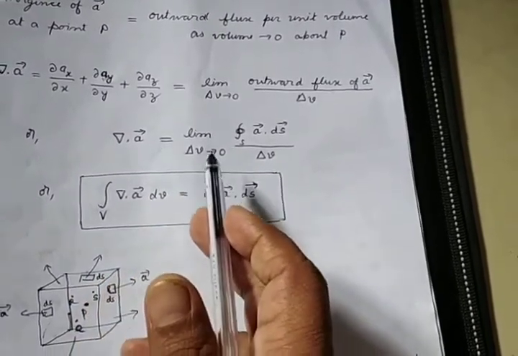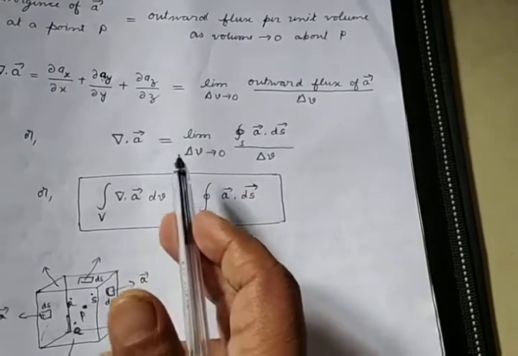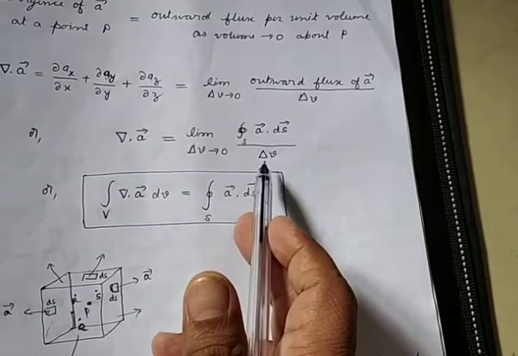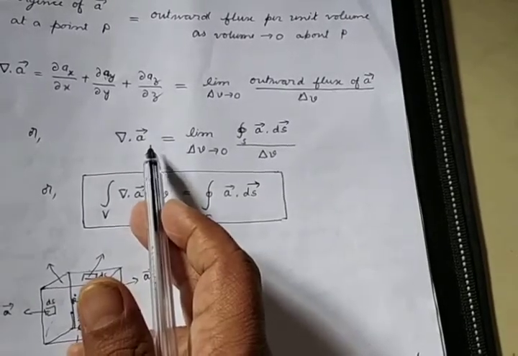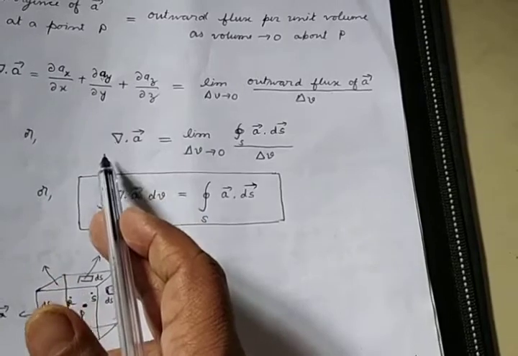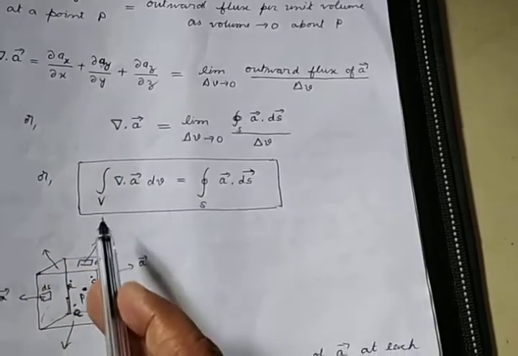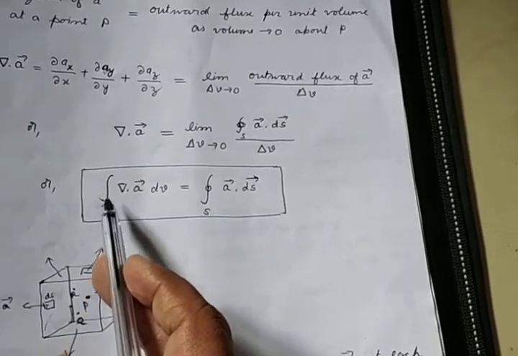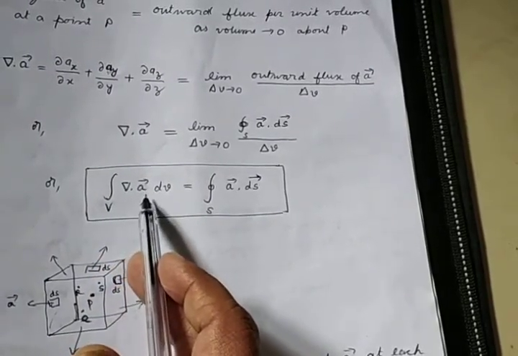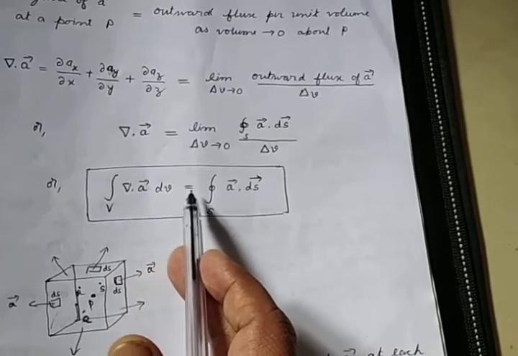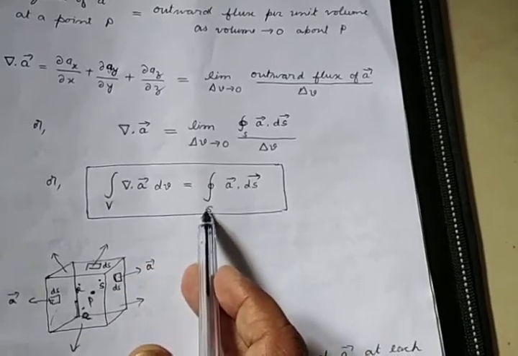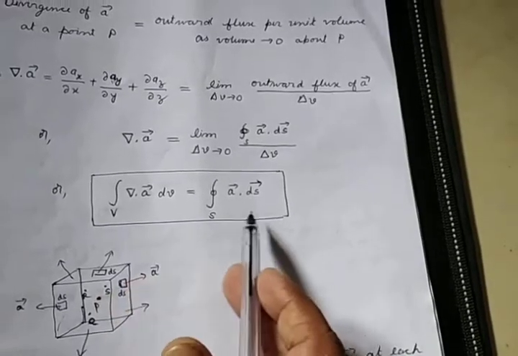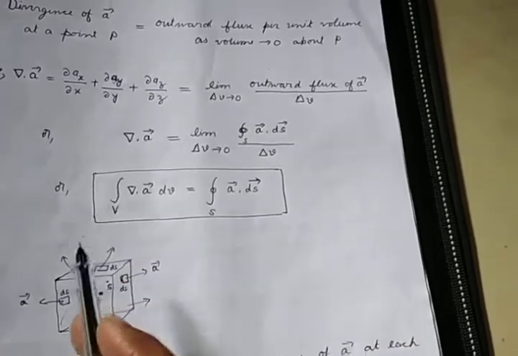Now let us remove this limit part, then we will get an integral here. When I transfer this delta V over here, the integral will be with respect to the volume. So that means I get a volume integral. So the volume integral of del dot A bar dV is therefore equal to the closed surface integral of A bar dot ds bar. So this is the statement of the Gauss Divergence Theorem.